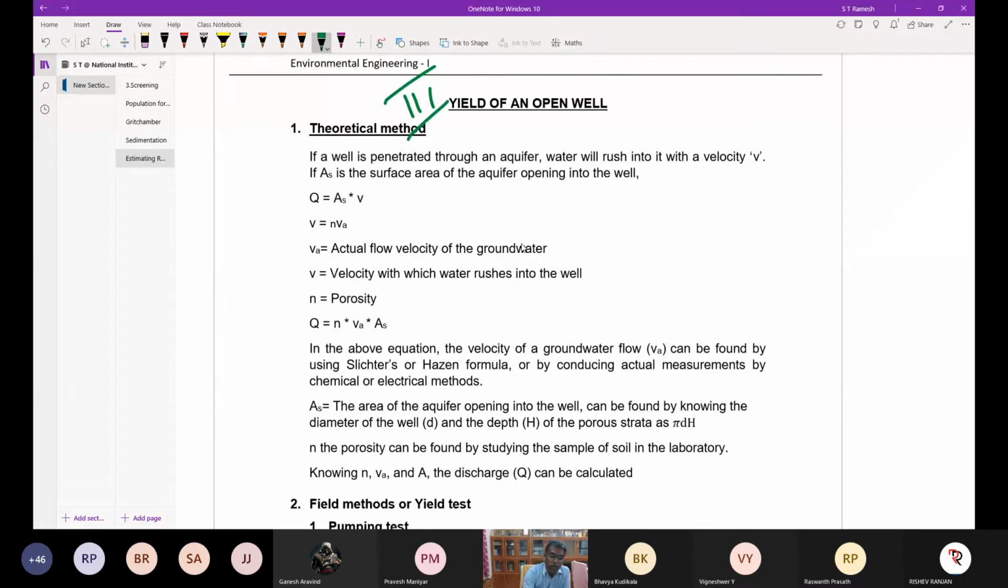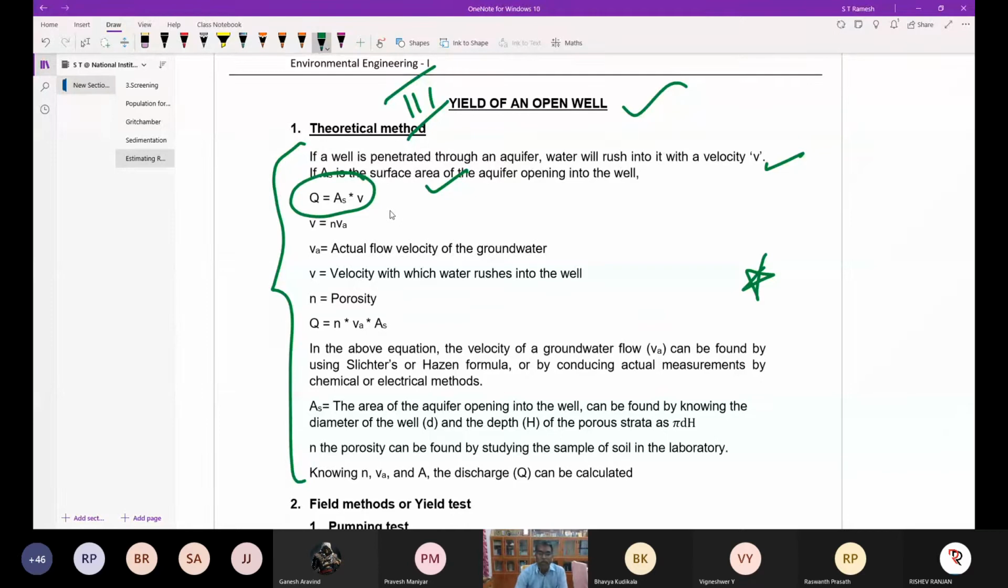The third one is the yield of an open well. This we have discussed in the last class in the theory also. The theoretical method is very easy because if a well is penetrated through an aquifer and water rushes through with a velocity of v, and if the surface area of the aquifer is known, then I can use this formula. Q is equal to As into V, and this V depends on the porosity of the soil. That's what we have discussed.